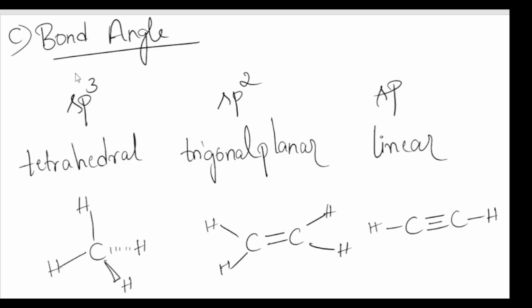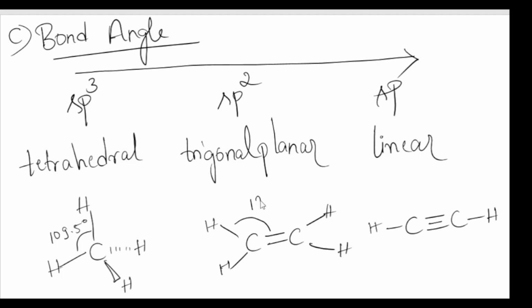Now we all know that if you move like this, the s character will increase, correct? Here the bond angle is 109.5 degrees, here it is 120 degrees, and here it is 180 degrees. The bond angle will increase like this. The more the s character, the greater the bond angle.